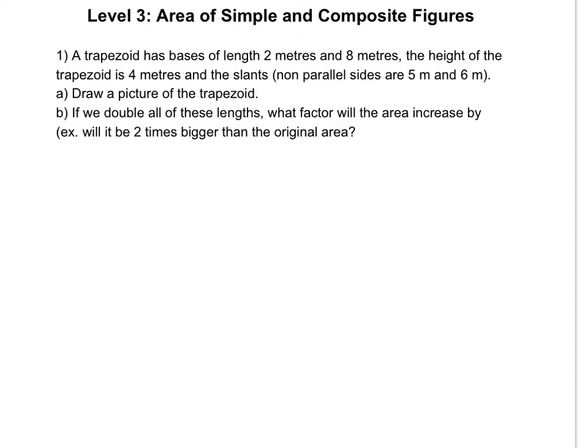So on this standard of area of simple and composite figures, we're looking at level 3 now. So let's read the question. A trapezoid has bases of length 2 meters and 8 meters. So remember, for a trapezoid, the bases are the two parallel sides. The height of the trapezoid is 4 meters, and the slants, which are the non-parallel sides, are 5 meters and 6 meters. So draw a picture of the trapezoid first, okay?